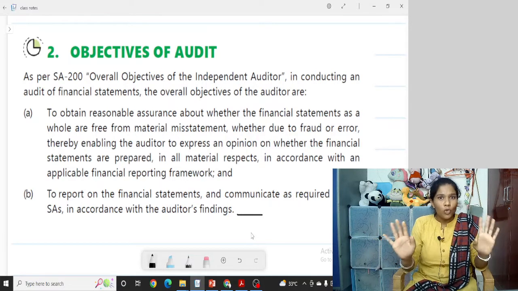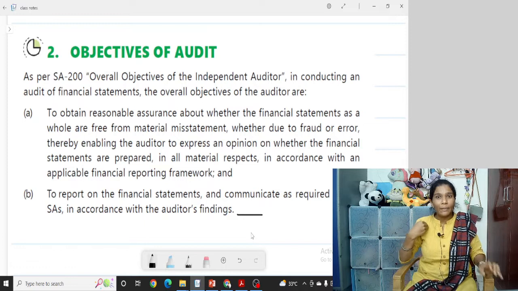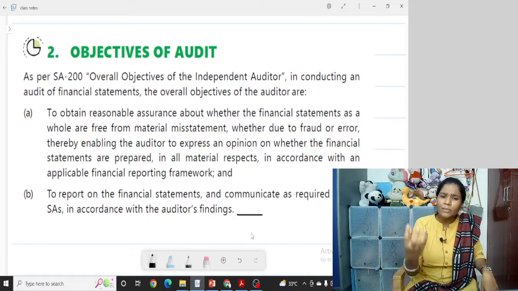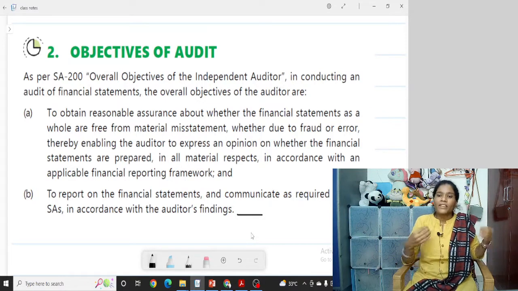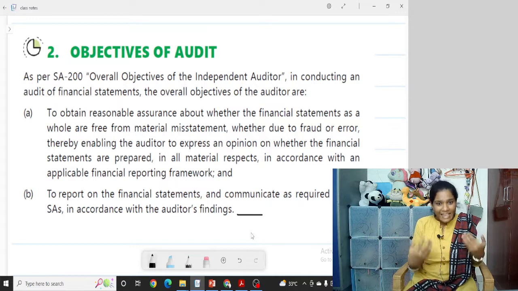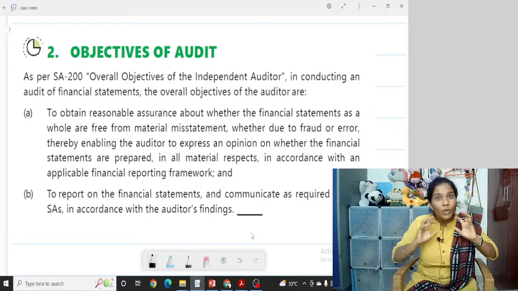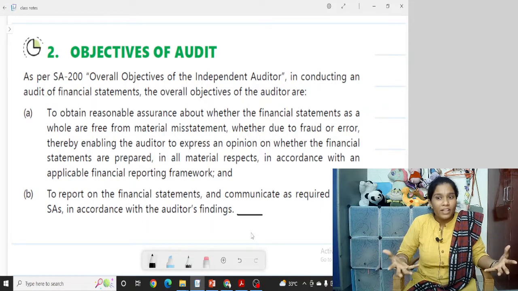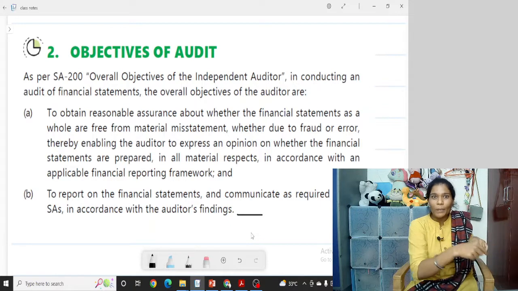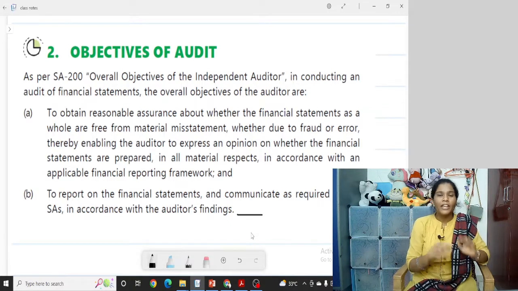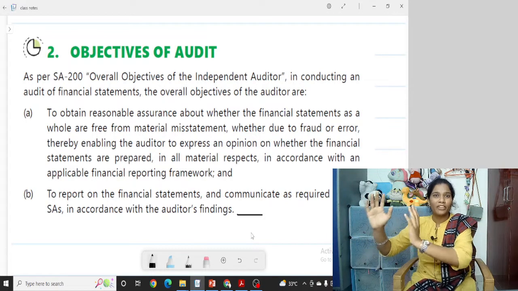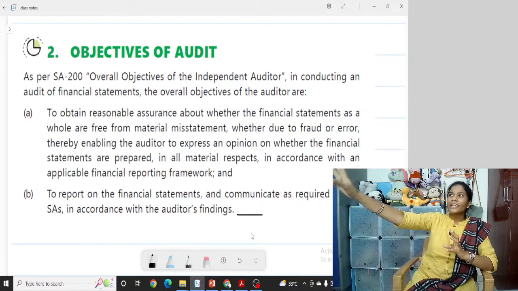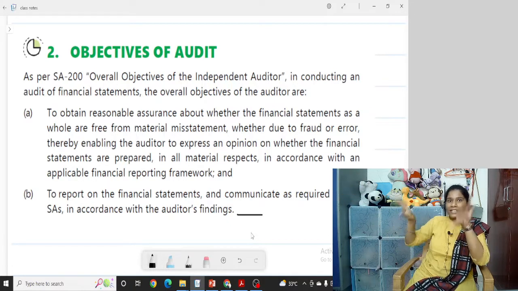Do you understand? So my objective as an independent auditor is to obtain a reasonable assurance about whether the financial statements as a whole are free from material misstatement, whether due to fraud or error, thereby enabling the auditor to express an opinion. An opinion on what? Whether the financial statements are prepared, in all material aspects, in accordance with the applicable financial reporting framework. The way in which the regulatory body is asking us to prepare and present the financial statements.